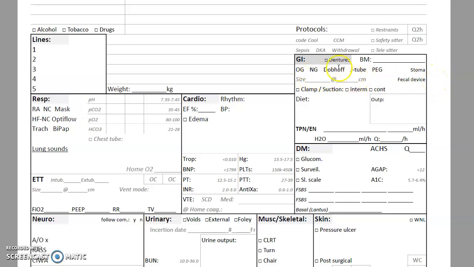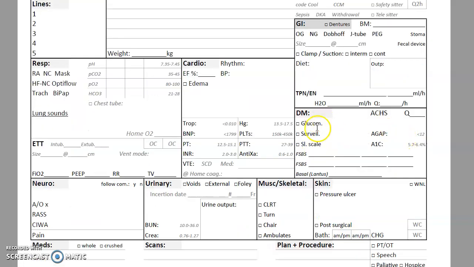Tube size, and the distance located, and if it's clamped, that's NG or Dobhoff, or if it's a suction, intermittent or continuous. Diet that patient has, and outputs. Usually you write down here for day or for nighttime how much patient got out from any of those devices. If patient is getting any enteral nutrition, you'll write your formula right here, how fast it's going, water flushes, and how often. Diabetes.